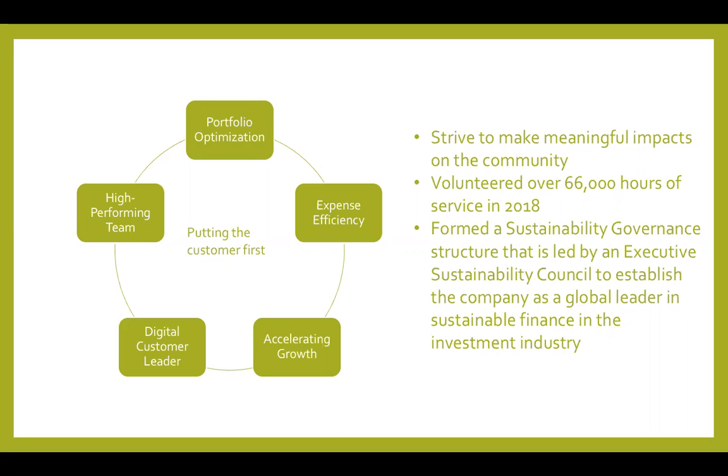As part of this, in 2018, their staff volunteered for over 66,000 hours of community service, and they also formed a sustainability governance structure that's led by an executive sustainability council that was put into place to help establish the company as a global leader in sustainable finance in the investment industry. And they work really hard to ensure that the investments that they are taking part of are being held to the highest level of sustainable practices in the industry.